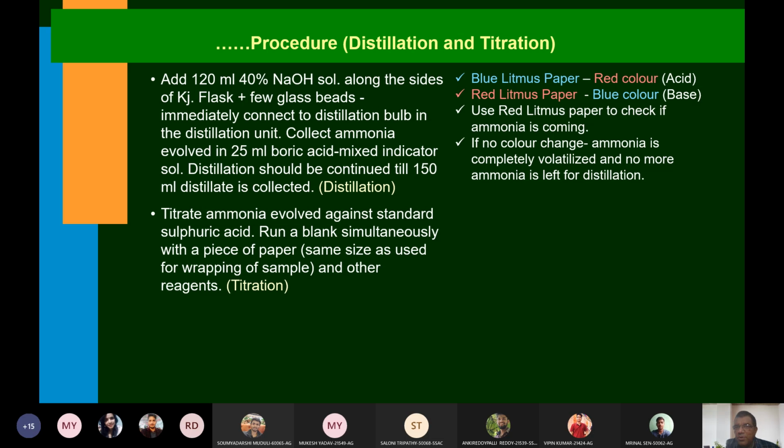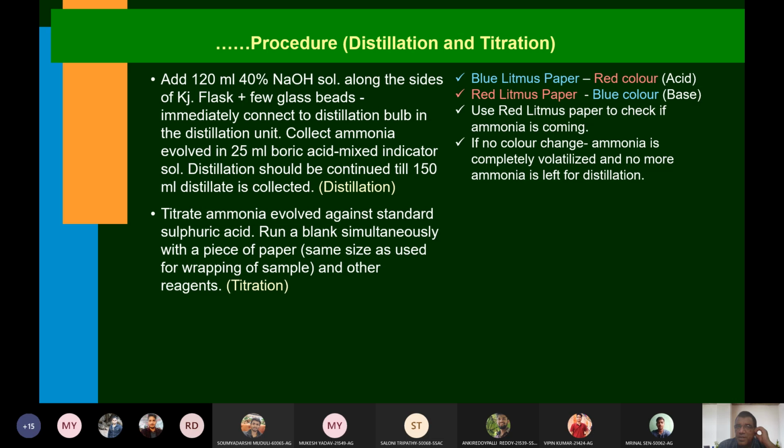Now how will you know that all the ammonia has been released from the Geldal flask and collected in the boric acid? One way is that when the volume in the conical flask of boric acid becomes 150 ml, you can consider that no more ammonia will come, and whatever ammonia was there has come into the boric acid. So this is one way.